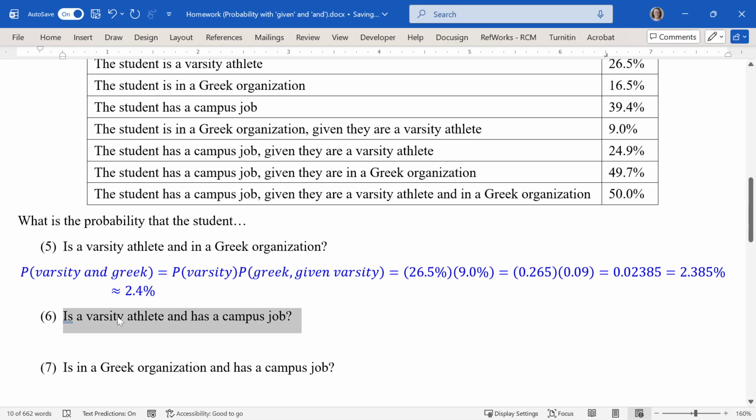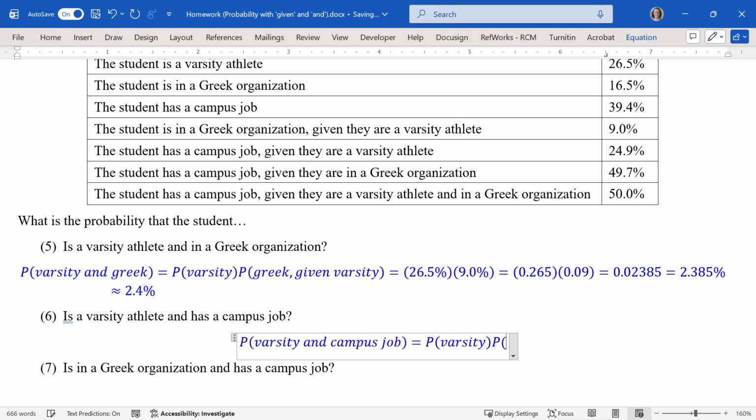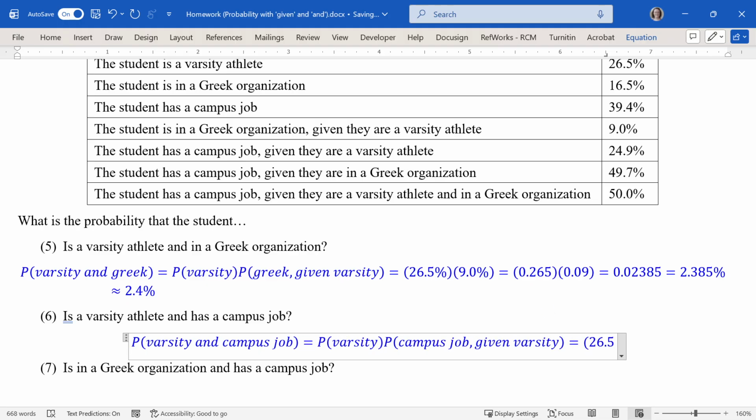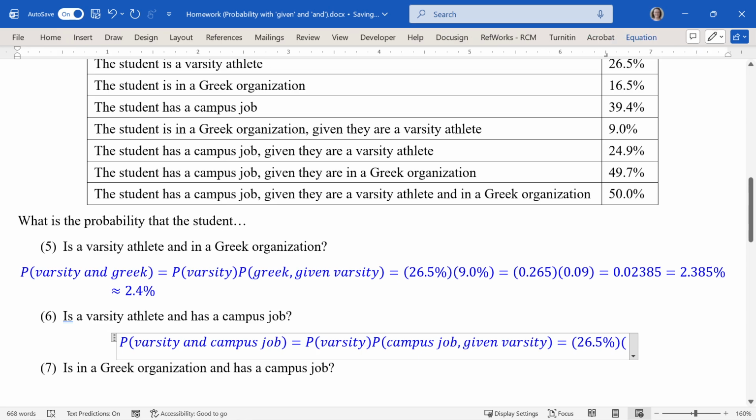Okay, number 6 is a varsity athlete and has a campus job. So probability of varsity and campus job, we can do probability of varsity times probability of campus job given varsity. Probability of varsity we already know is 26.5. Probability of campus job given they are a varsity athlete, that is this row in the table, 24.9%.